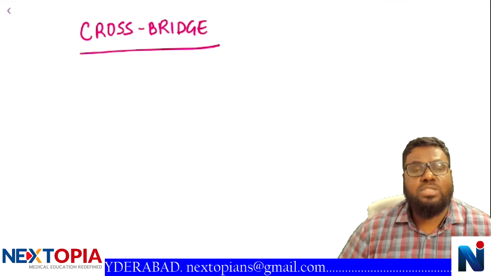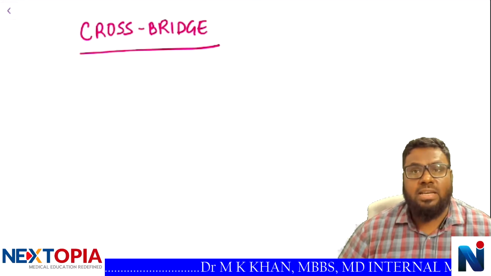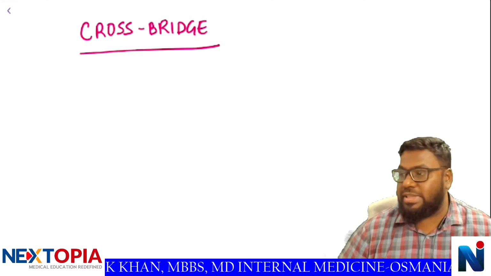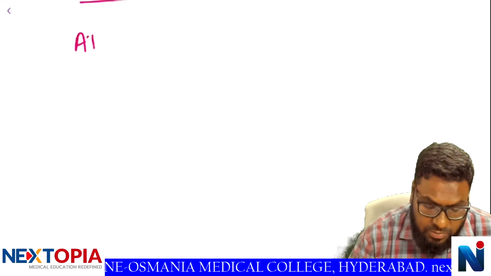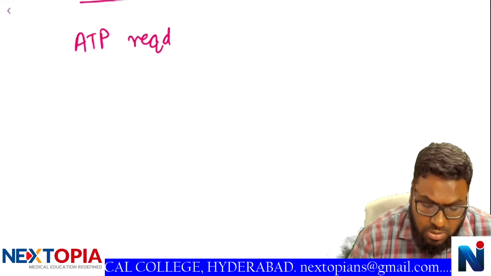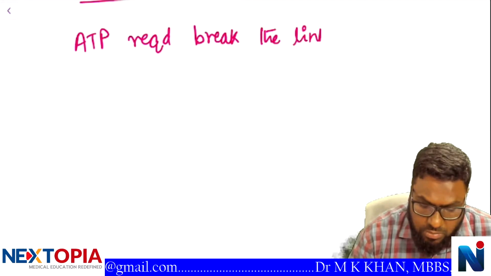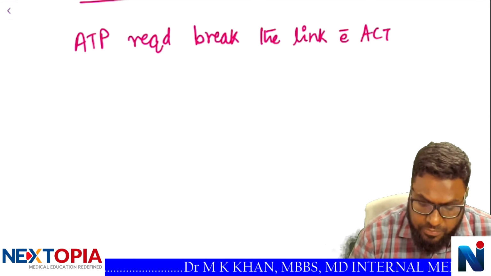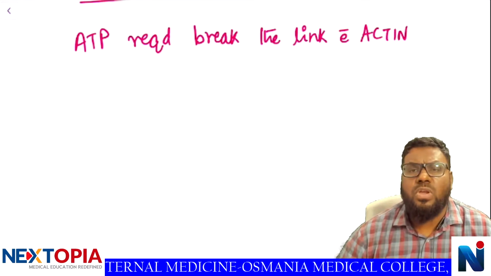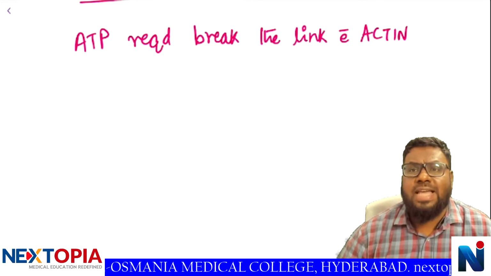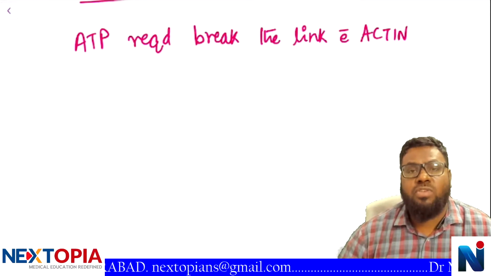Please remember that ATP is not required to form the cross linking bridge to actin, but it is required to break the link with the actin filament. It's a very important statement you'll have to understand. The cross bridge formation and the cross bridge cycling result in contraction of the muscle. This continues in the following ways.